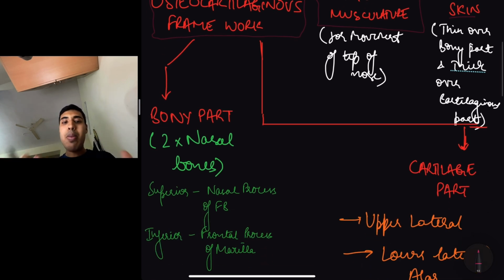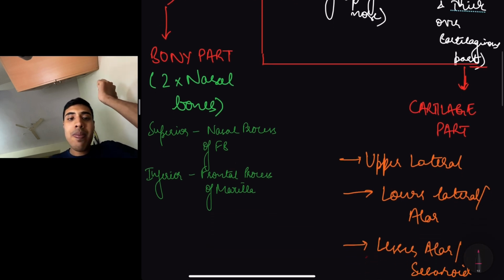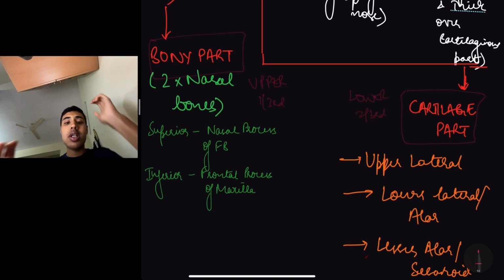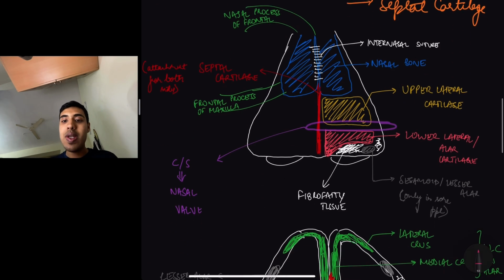Now let's come to the bony and the cartilaginous framework. Two parts, the bony part and the cartilaginous part. Now, the upper 1/3 is the bony part, whereas the lower 2/3 is the cartilaginous part. Now, the bony part is mainly comprised of two nasal bones joined by internasal sutures. I'll show you in the picture here. Two nasal bones joined by internasal sutures.